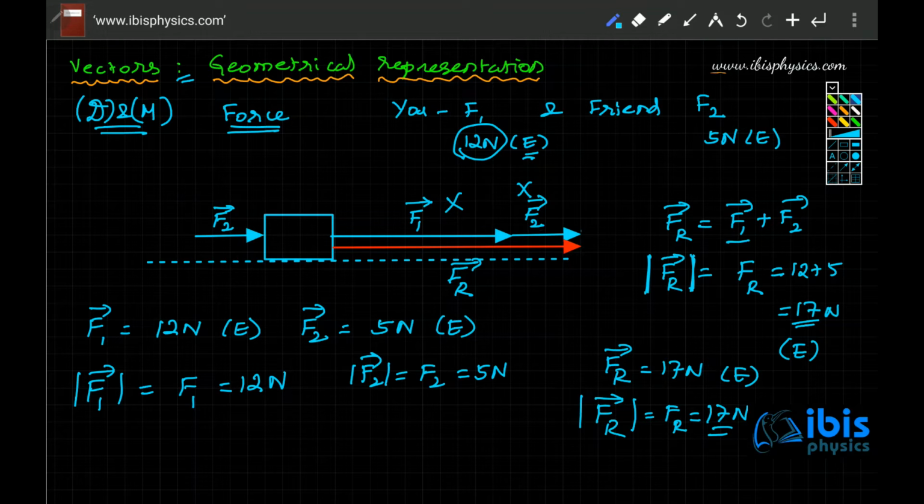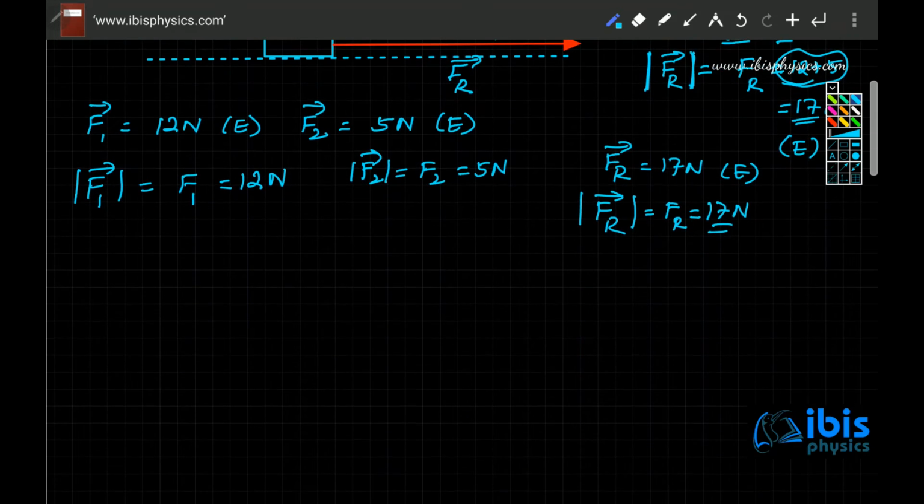So why do we have to go to this much pain to add all these things? Because force is a vector and they have to be added vectorially. Vectorially means without sacrificing the directional property, you have to add the vectors. When you try to do that, the sum of two vectors is not always the algebraic sum as I represented here. Let us take another example.